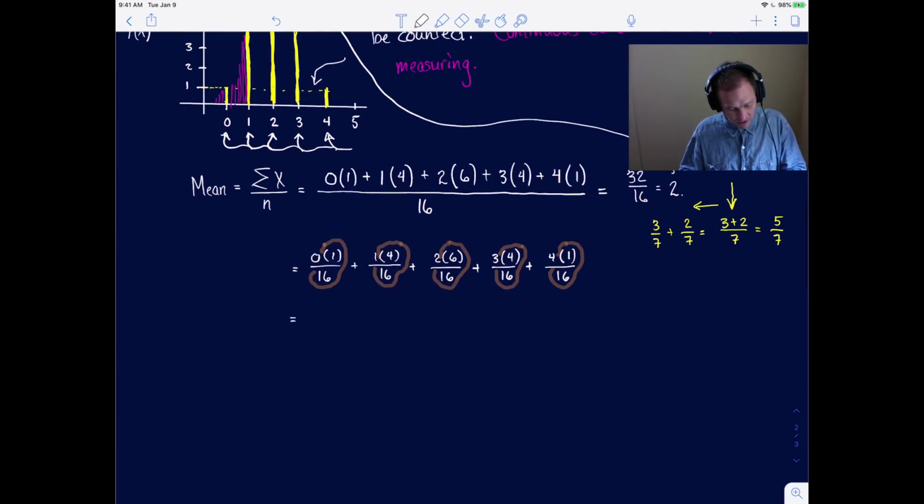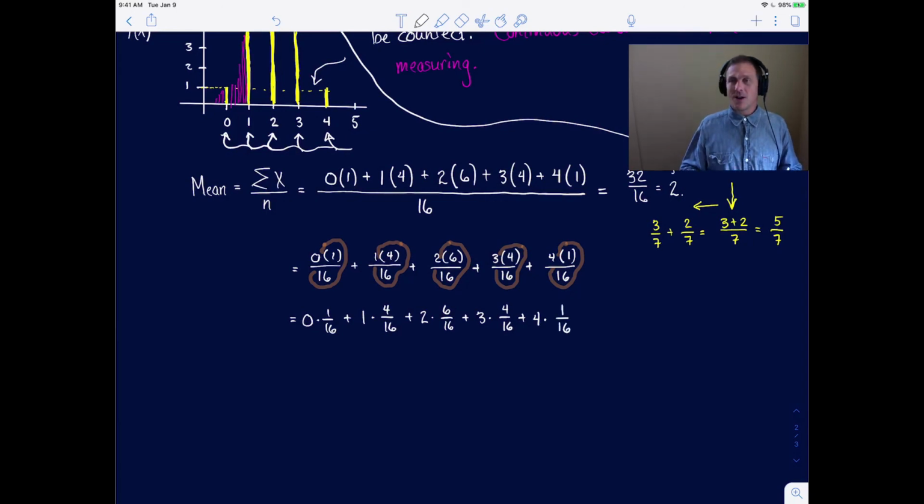Let's write this as 0 times 1/16 plus 1 times 4/16 plus 2 times 6/16 plus 3 times 4/16 plus 4 times 1/16. Wow, look what we can do. What was 0? 0, that was x1. That was the first data value. 1/16 was its probability, the probability of x1.